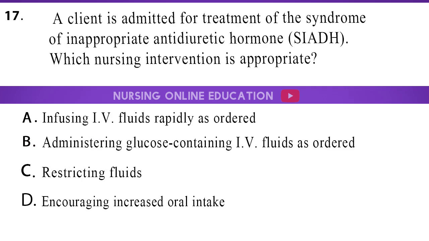17. A client is admitted for treatment of the syndrome of inappropriate antidiuretic hormone, SIADH. Which nursing intervention is appropriate? A. Infusing IV fluids rapidly as ordered. B. Administering glucose-containing IV fluids as ordered. C. Restricting fluids. D. Encouraging increased oral intake. The answer is option C, restricting fluids.